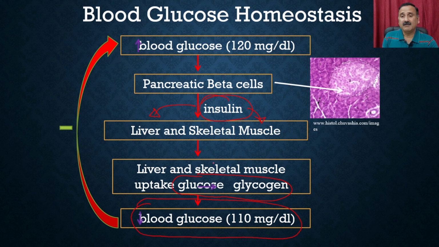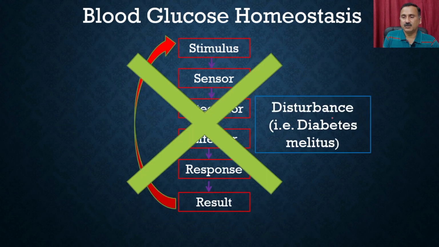Now, what will happen when this situation does not happen? It causes the disease which is called diabetes mellitus. So, if this does not work out, or if there is a disturbance in the blood glucose homeostasis, it induces a disease condition.